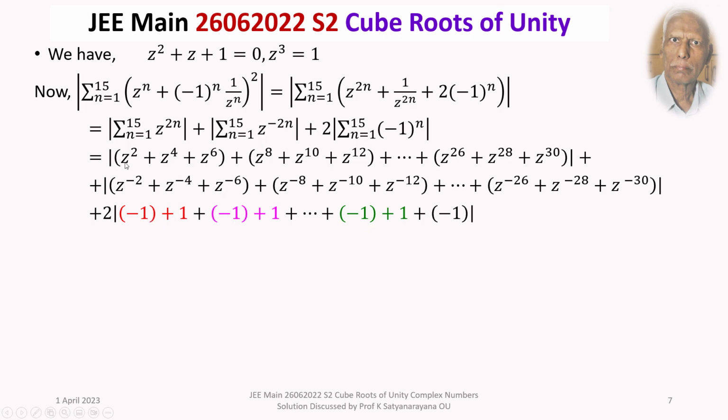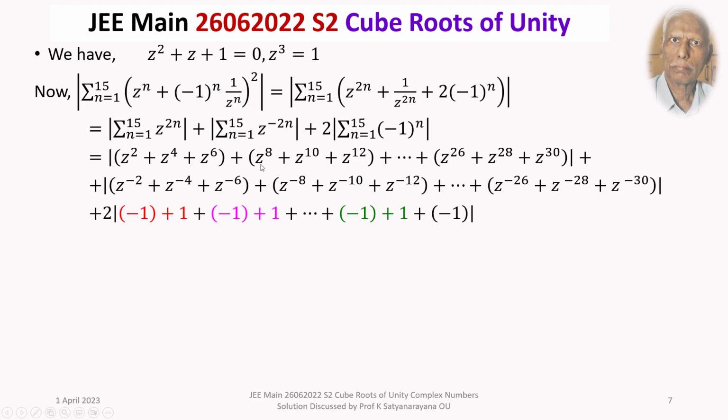Now let's go back. Z square, right? Z to the power of 4 is Z only. Why? Z cube is equal to 1. So Z to the power of 4 is Z only. Z to the power of 6 is 1. Why? Z cube is 1. Z to the power of 6 is 1. Z cube is 1. Z to the power of 4 is Z. So this is Z square plus Z plus 1.